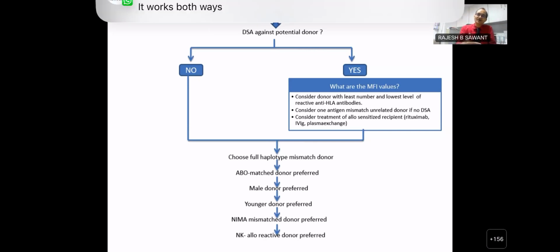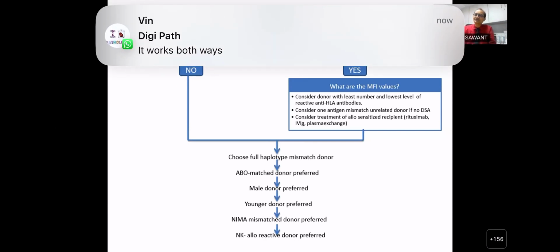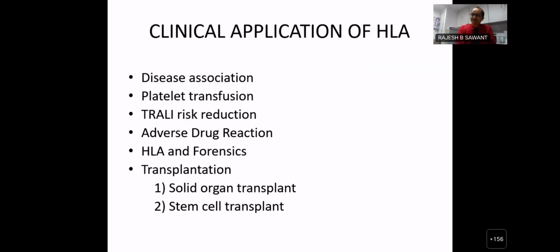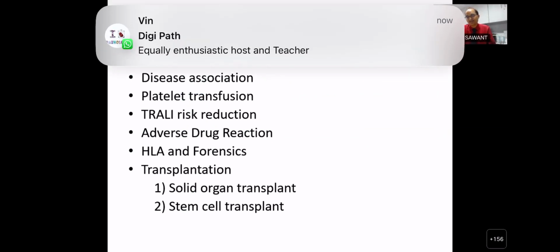So there's a lot of role of the transplant laboratory, the transfusion medicine, and a bone marrow transplant unit. A real true multi-speciality approach is what is required over here. So with that, let us now shift our attention to the other clinical applications, which will include disease association, platelet transfusion, TRALI risk reduction, and various adverse drug reactions. These are various other scenarios where HLA-based testing is indicated.